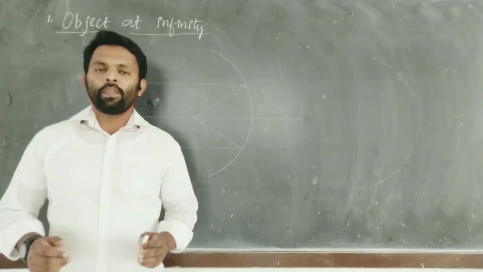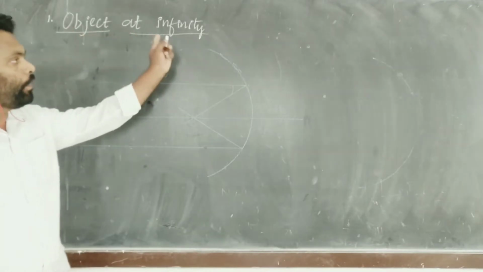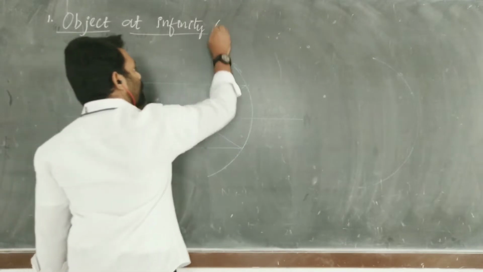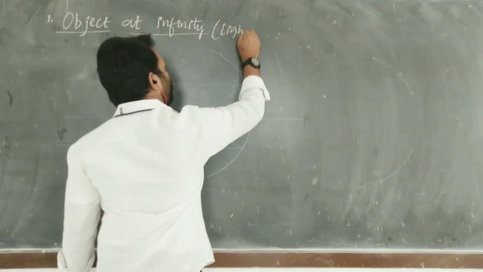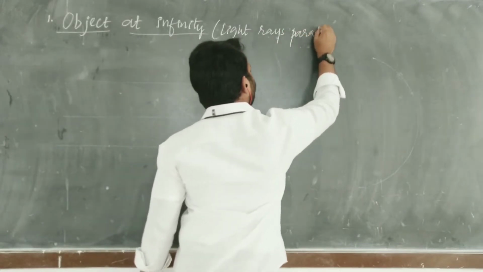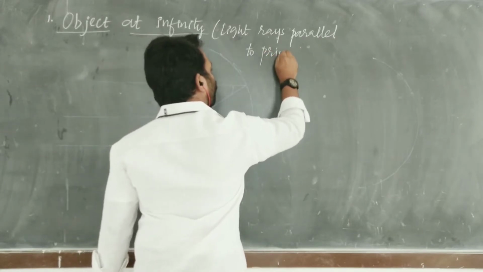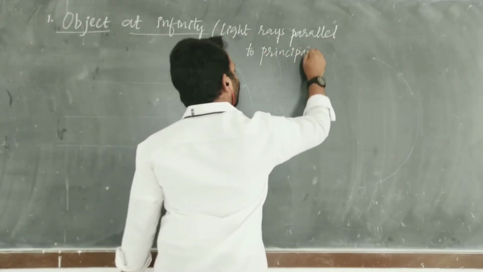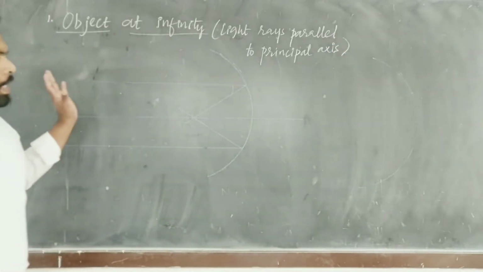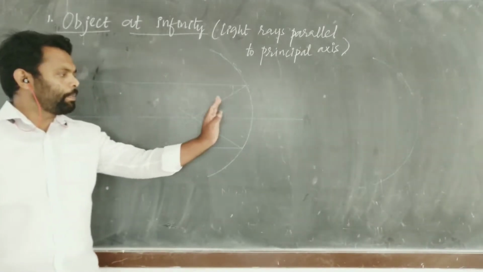Let us see ray diagrams for concave mirrors. First ray diagram is object at infinity where light rays are parallel to principal axis. Here let us take light rays parallel to principal axis. So when the object is at infinity, the light rays coming from the object are parallel to principal axis.